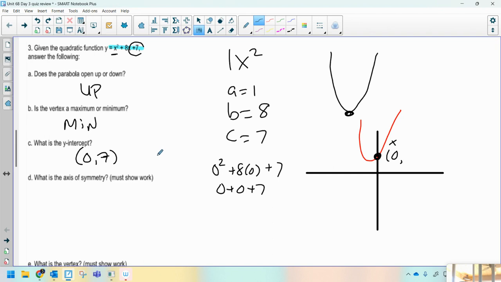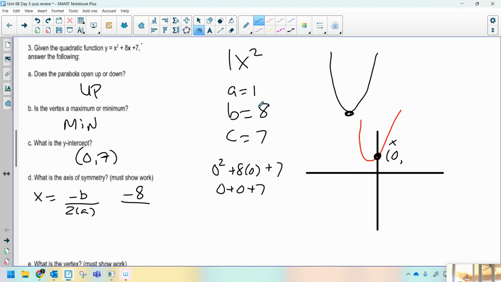Axis of symmetry. What is the formula for axis of symmetry? X equals the opposite of B divided by 2 times A. What's B? B is the number that's in front of the x. B is 8. What's the opposite of a positive 8? You have to watch your signs. All right, the opposite of 8 is negative 8.